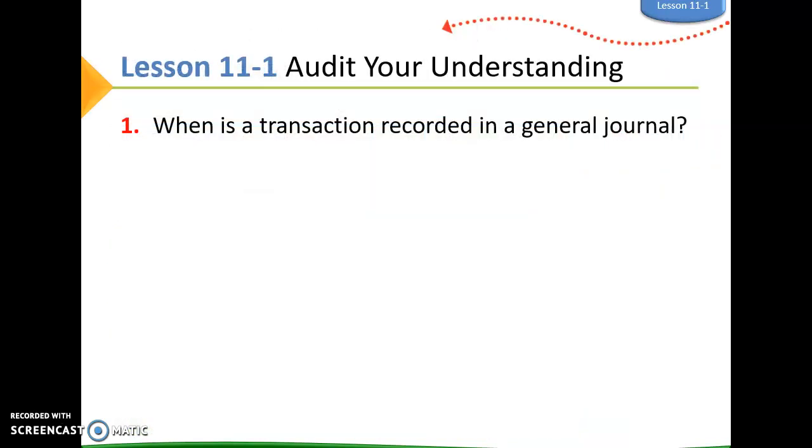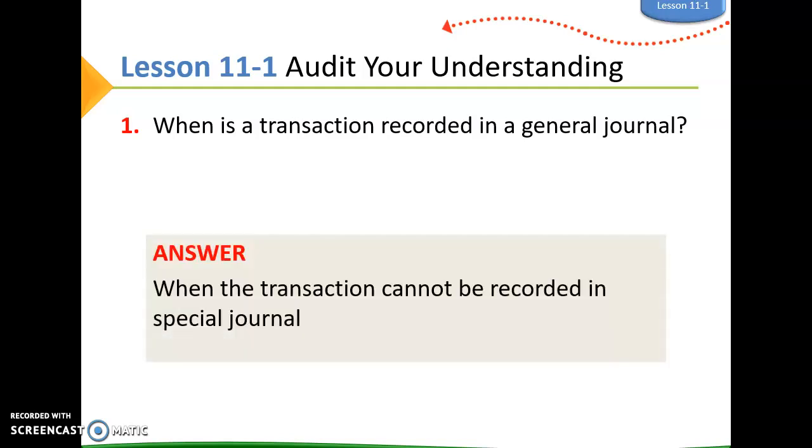So let's talk about, when is a transaction recorded in a general journal? When the transaction cannot be recorded in a special journal. We talked about all the special journals in previous entries, and again, we had some transactions here that we didn't pay cash for, and that we didn't use purchases for. So when we bought supplies for the office on account, that would go in the general journal, because we cannot put it in a special journal. If we paid cash for it, it could go in the cash payments journal.